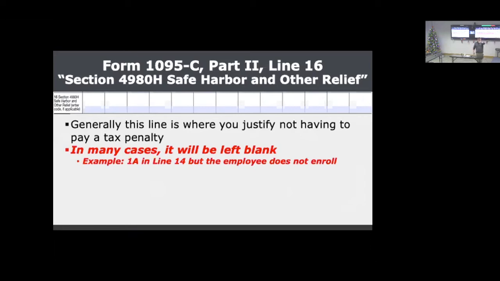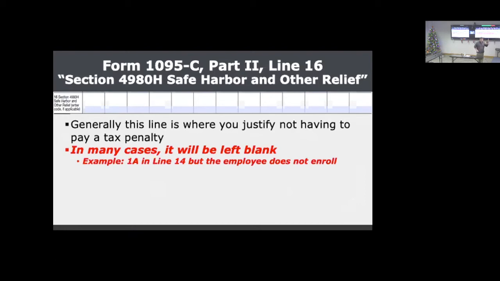And if they don't take the insurance, line 16 is blank. We're not going to pay a penalty because we have a 1A offer, right? But the government knows they didn't enroll because we have a code for if they enroll. So what you're telling the government is, when you look at our schools or our ESU's report for them, they must have enrolled someplace else.